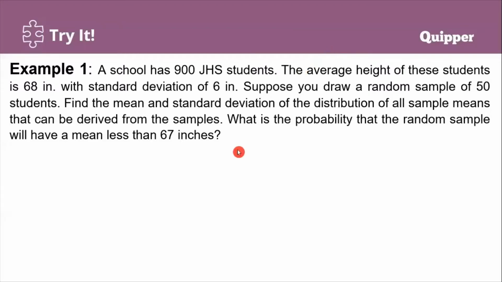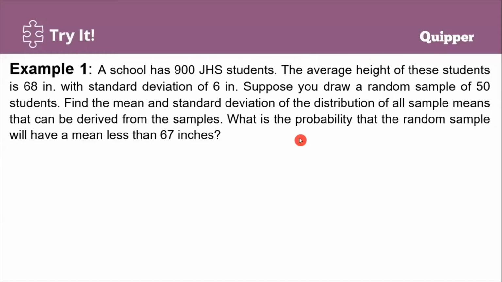Let's try our first example. A school has 900 junior high school students. The average height of these students is 68 inches with a standard deviation of 6 inches. Suppose you draw a random sample of 50 students. Find the mean and the standard deviation of the distribution of all sample means that can be derived from the samples. What is the probability that the random sample will have a mean less than 67 inches?